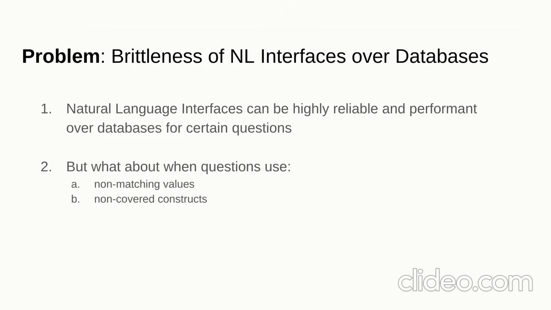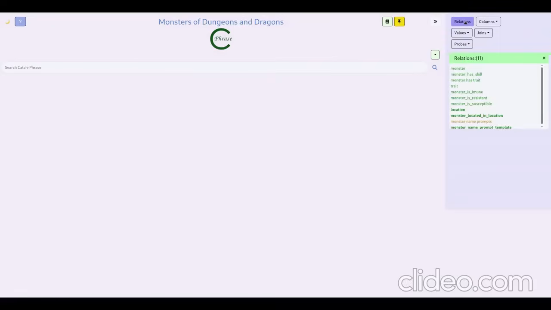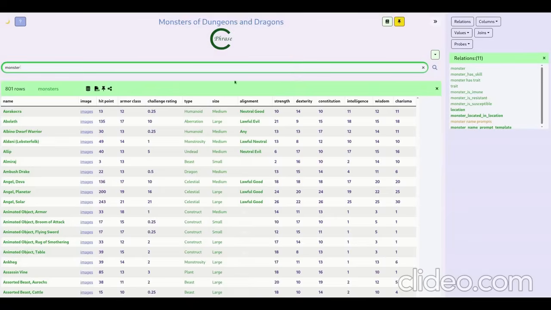What about when they're using kind of complex syntax or they're using aspects of SQL not captured? What about when they're asking for things that are not represented in the database? And what about when they know that there's an LLM lurking in the background and they want to combine database questions with that LLM?